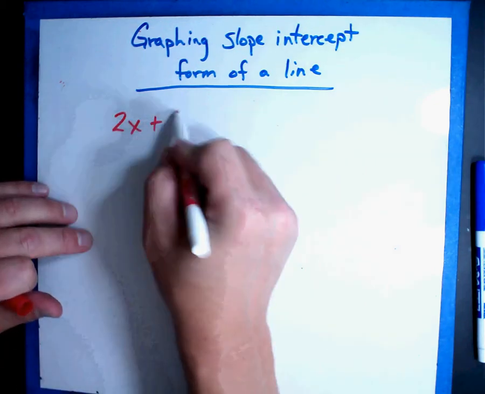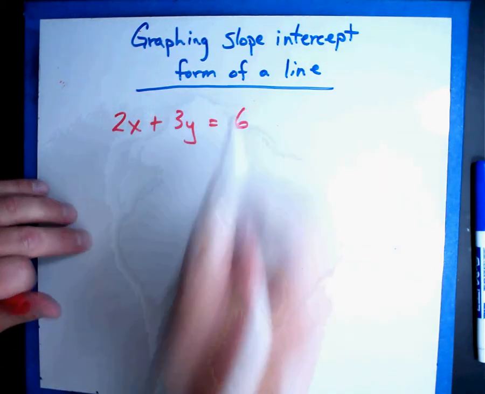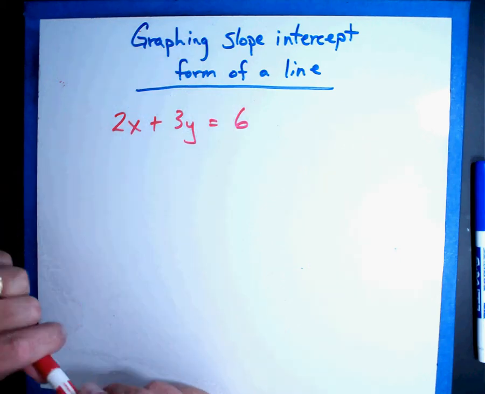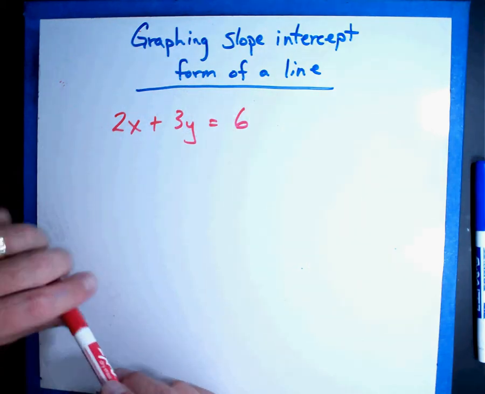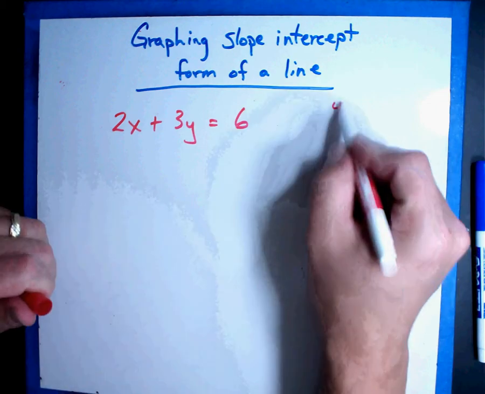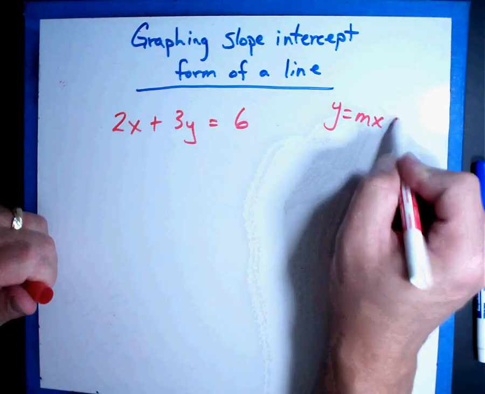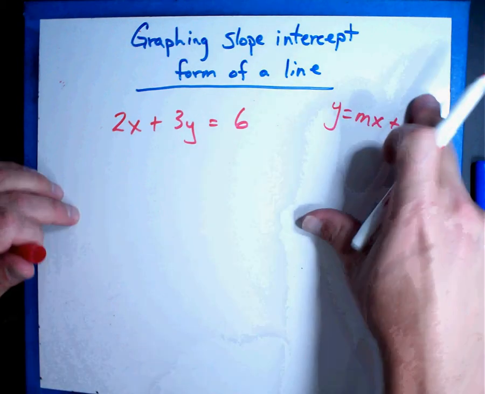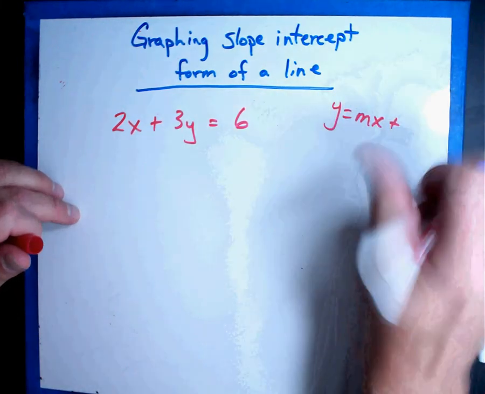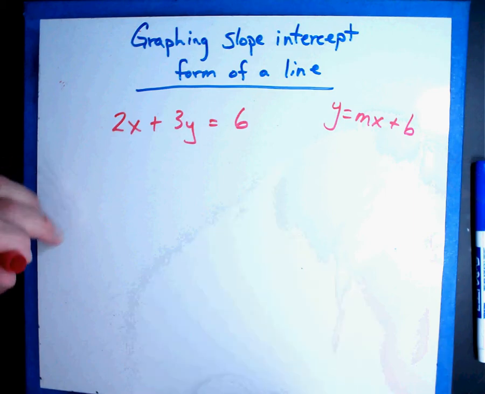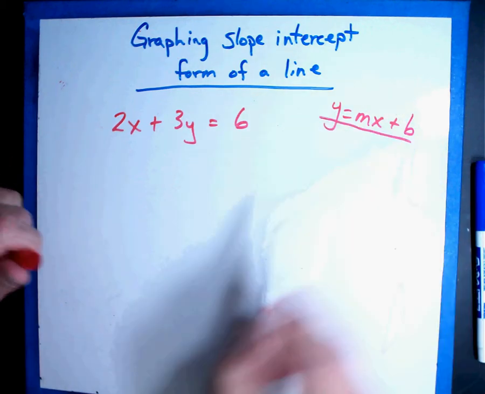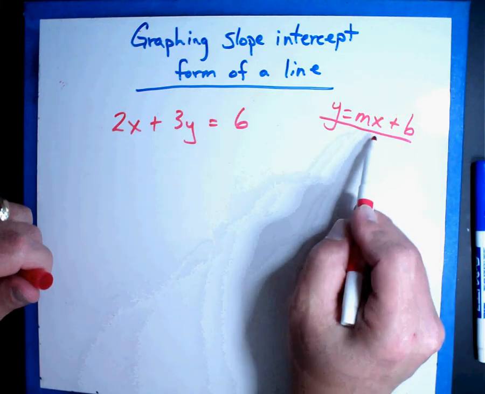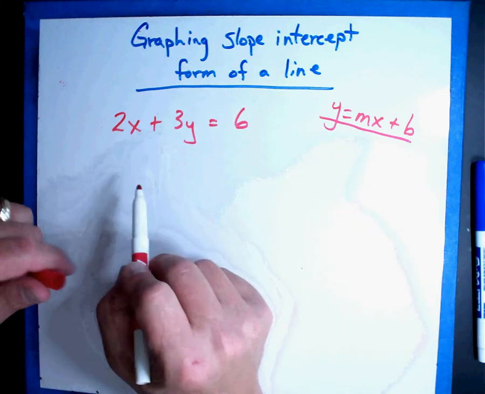2x plus 3y equals 6. The way that is right now, we can't graph it. And the reason we can't graph it is it's not in the right form. It's got to be in this y equals mx plus b. Now just a reminder, I didn't write that very well. This is what a line looks like, and you can graph it using that. This isn't right yet, so we're going to fix it.